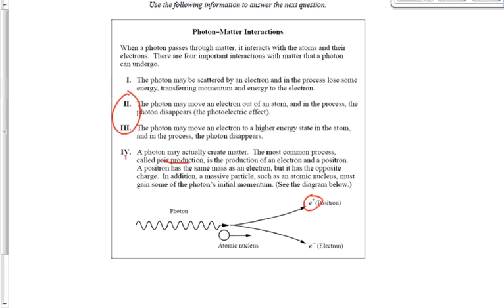It's a positive particle. It's actually antimatter, the antiparticle of an electron. It has the same mass as an electron, but it has the opposite charge. In addition, a massive particle such as an atomic nucleus, electrons, positrons, same mass, much lighter than a nucleus, must gain some of the photon's initial momentum.